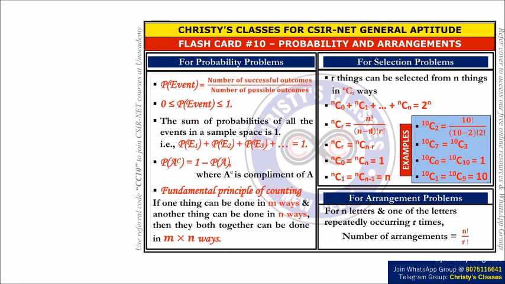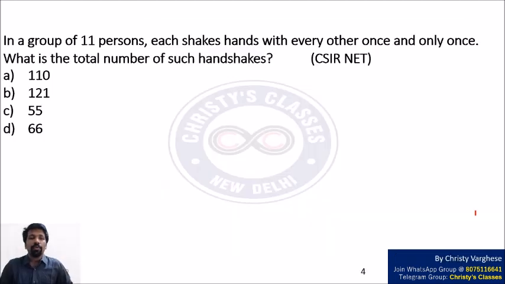A logical way to do it, I will explain. So, I will show you a first question which was asked in CSIR-NET. If I am remembering it right, this was asked in June 2016. In a group of 11 persons, each shakes hands with every other once and only once. What is the total number of handshakes?